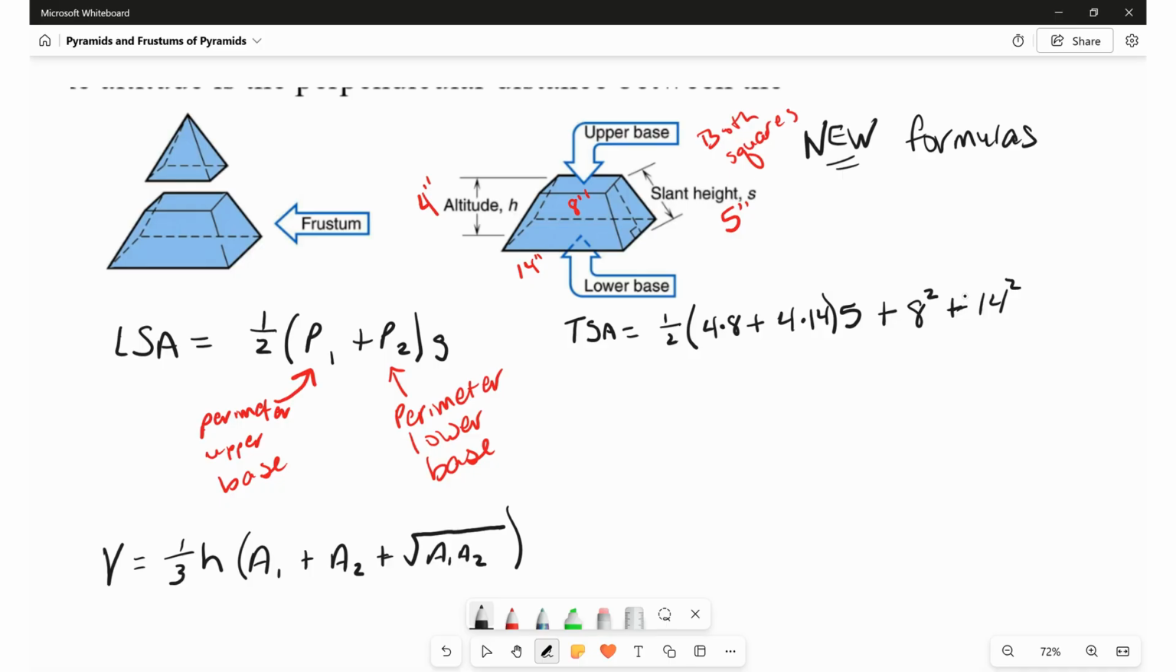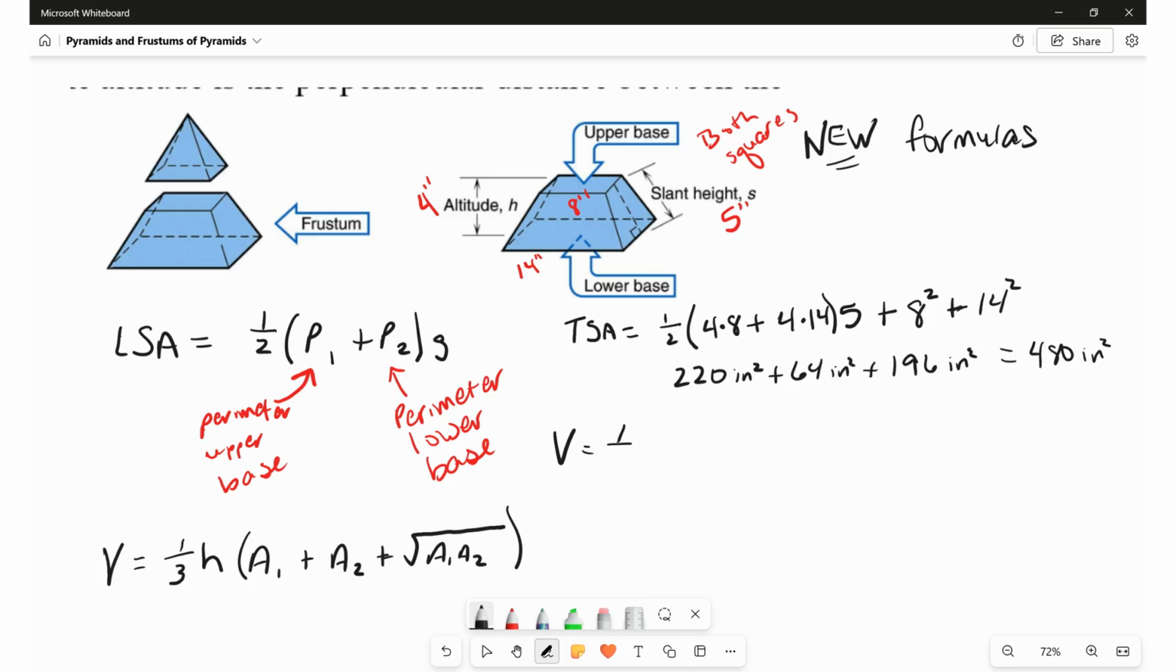So when we put this in our calculator, your total surface area is going to be your lateral surface area of 220 square inches plus 64 square inches plus 196 square inches, which gives you a total surface area of 480 square inches.